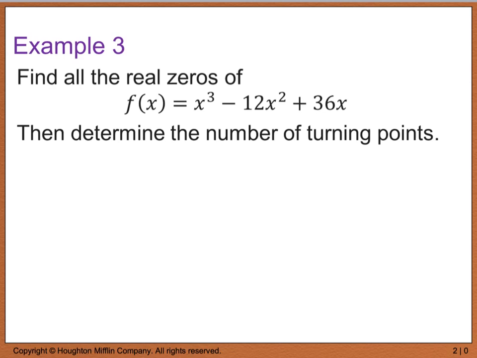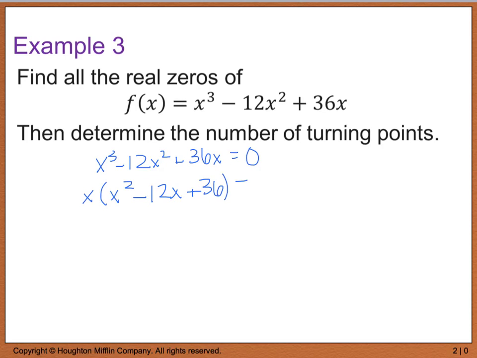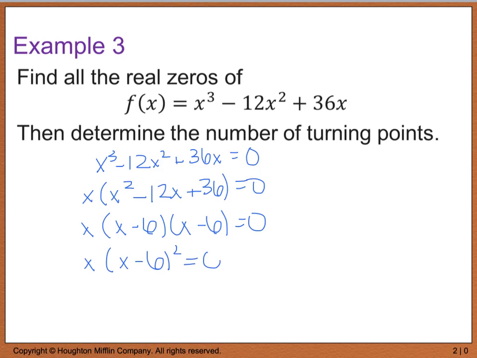Well, what we're going to have to do is take that x cubed minus 12x squared plus 36x, and set it equal to 0. Then we're going to have to factor. I can factor an x out of everything, and we have x squared minus 12x plus 36 equals 0. If I continue to factor this, I have x times (x minus 6) times (x minus 6) equals 0. And you really can write that as x times a quantity of (x minus 6) squared equals 0.